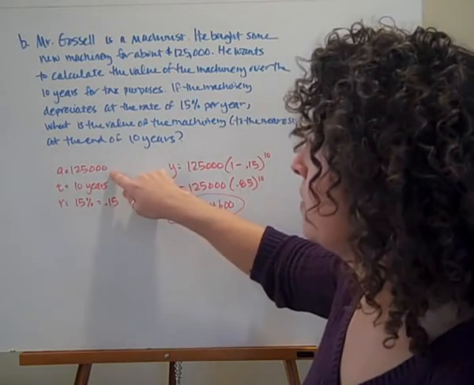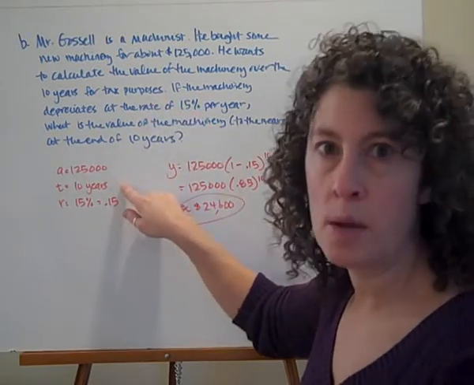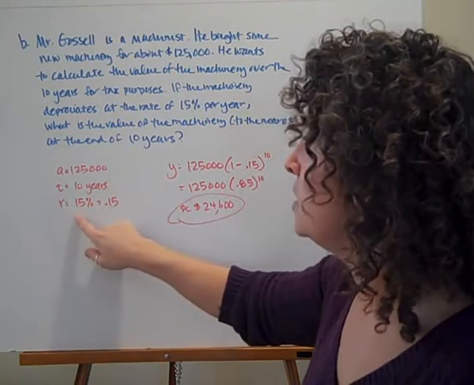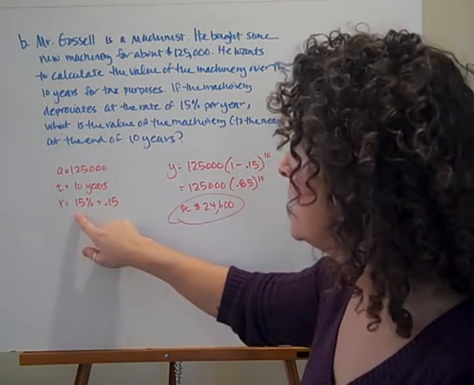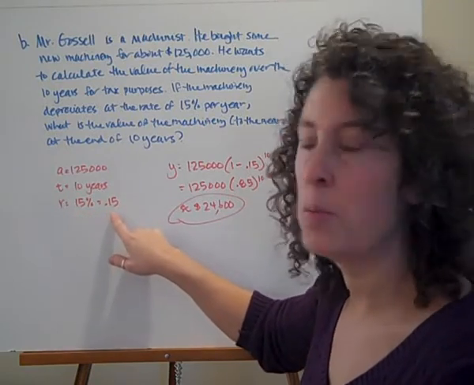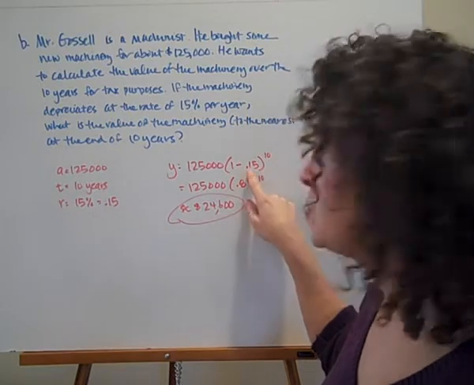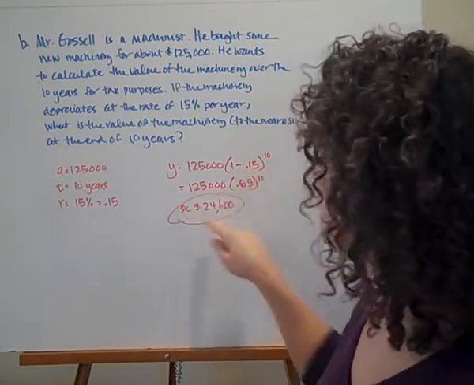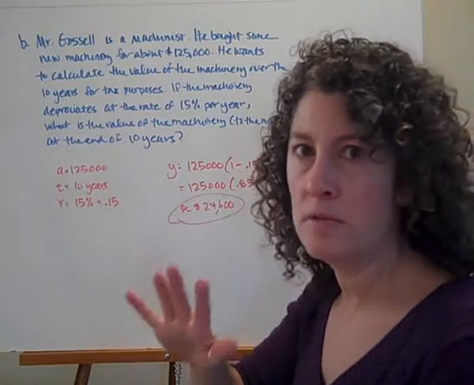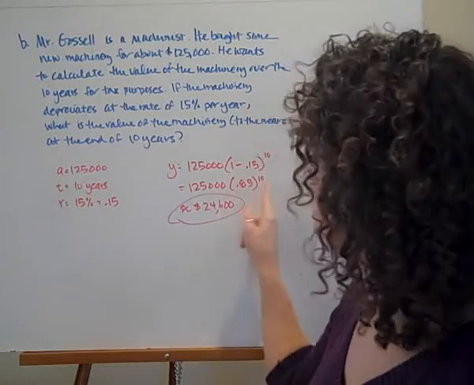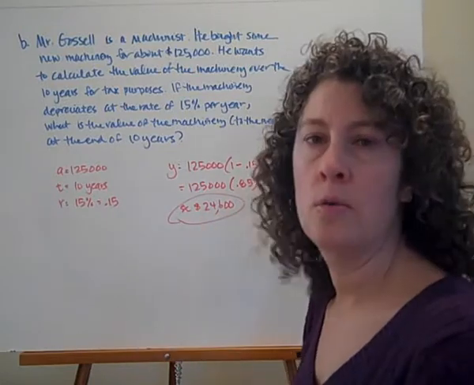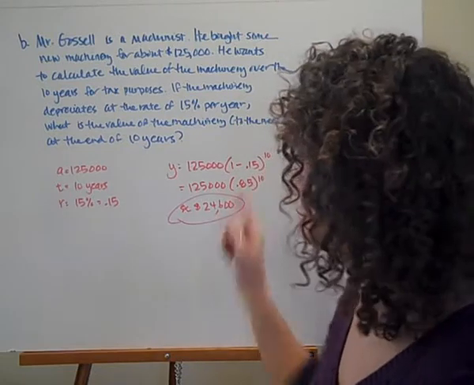Again, this is my starting amount, 125,000. We're going to do a time of 10 years here. And the rate that this is depreciating at is 15%. We're going to use that as a decimal, 0.15. So here's my 0.15 that I put in here. So again, what I would like you to do is pause the video, grab your calculator, plug this in, and see if you're getting $24,600. That's what you should get.